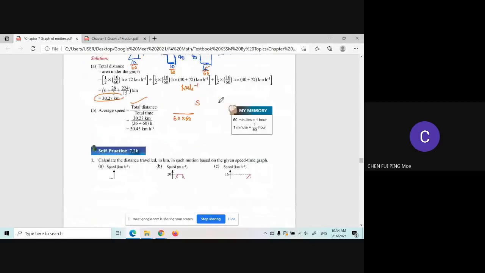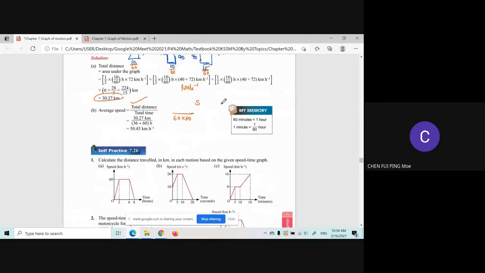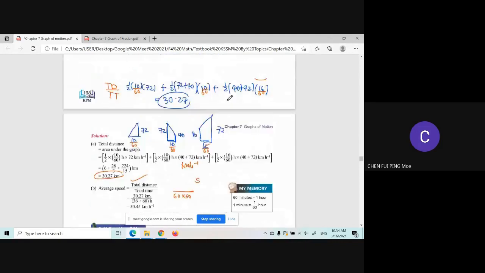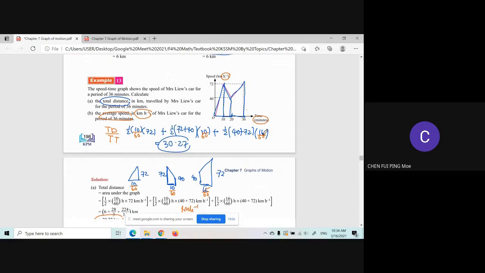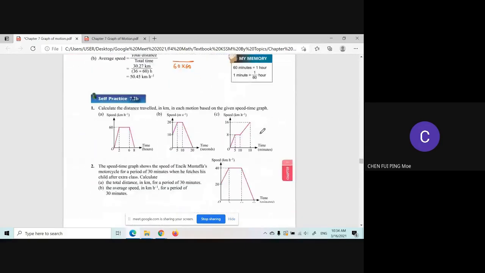So from here we can see that the question always wants to trap you. It wants to trick you, with hour, kilometer per hour, but in terms of minute. So be careful with the unit. If you are careful with the unit, there should be no problem for this topic.